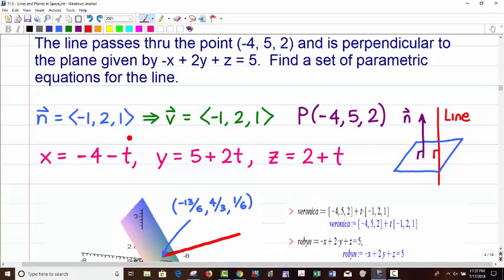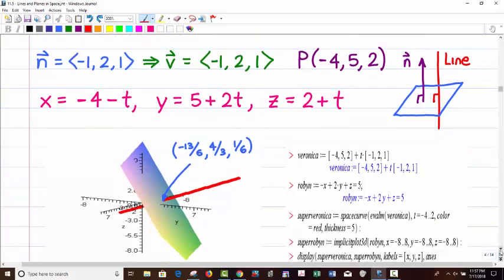And so now it's really easy. We go back to the parametric equation. So we have -4, 5, and 2. And then the direction vector is -1, so it's -t. And then 2 makes it plus 2t. And then 1 makes it plus t. And there we go. Now there's another part to this, I believe.